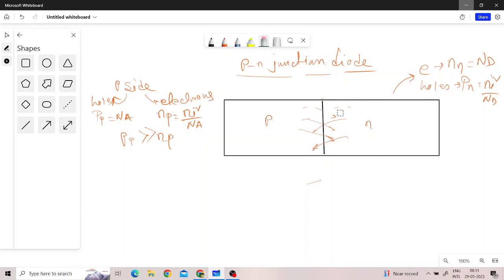Okay, let me clear this now. I hope this is clear. So now as the holes move from the P side to the N side, what do they leave? They leave negative ions here, and these are immobile ions. And as the electrons move from the N side to the P side, they leave positive ions. These are immobile ions.